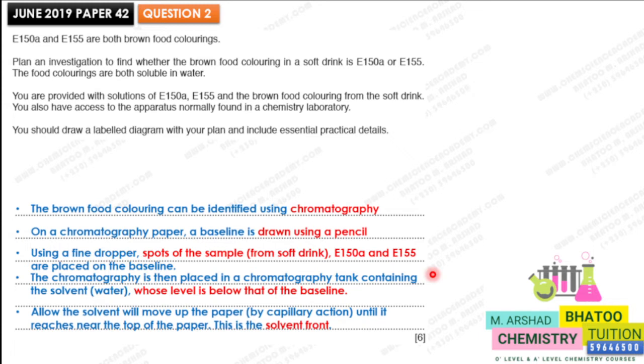Maintenant, mon chromatographie, c'est mon baseline. Ici, c'est soft drink. Ici, c'est E150A. Ici, c'est E155. Alors, disons, je suis censé sortir le solvent front. E150A, E155. Allez. Qui est présent là?